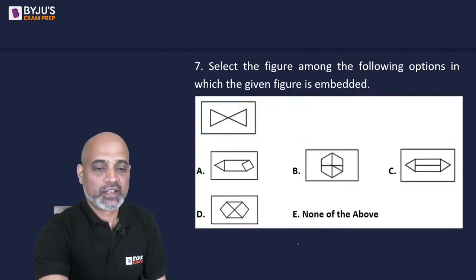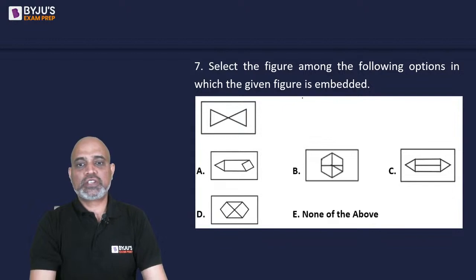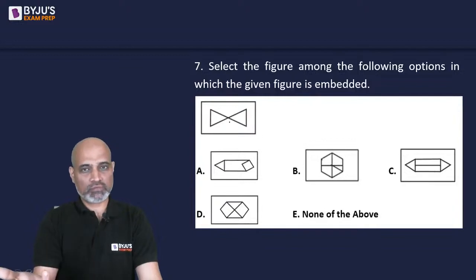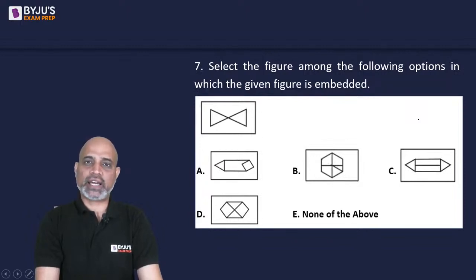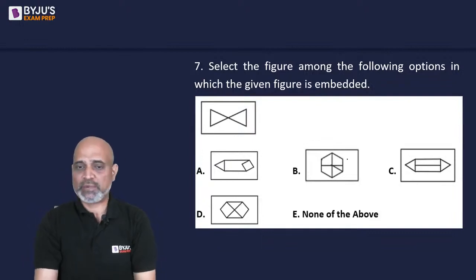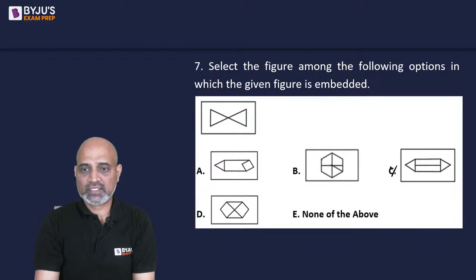Okay, next one. Select the figure among the following options in which the given figure is embedded. So this, what shall I say, infinity sign using straight lines or W shape, where is it hidden? Where do you find this? The two triangles such that they have a common vertex. Where do you find it? It's nowhere, right? It's not in C, it's not in B, it's not in A, it's not in D. So none of the above.